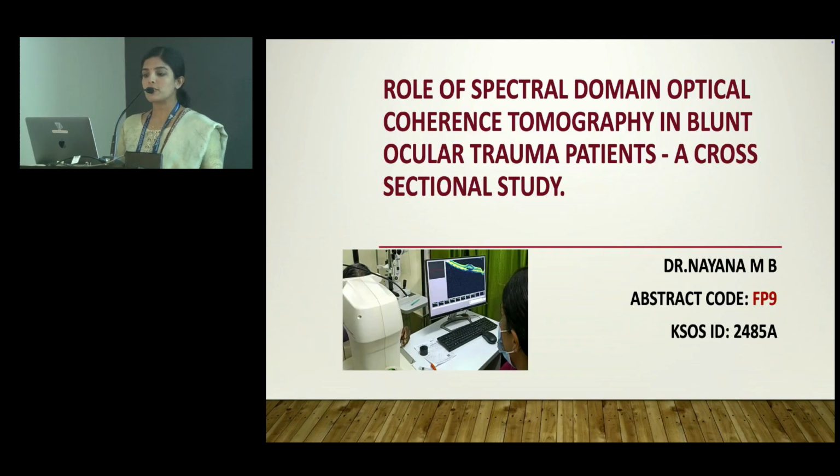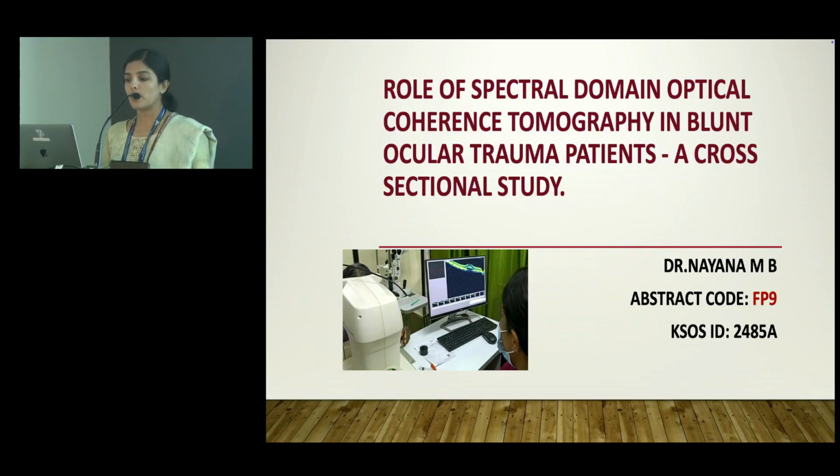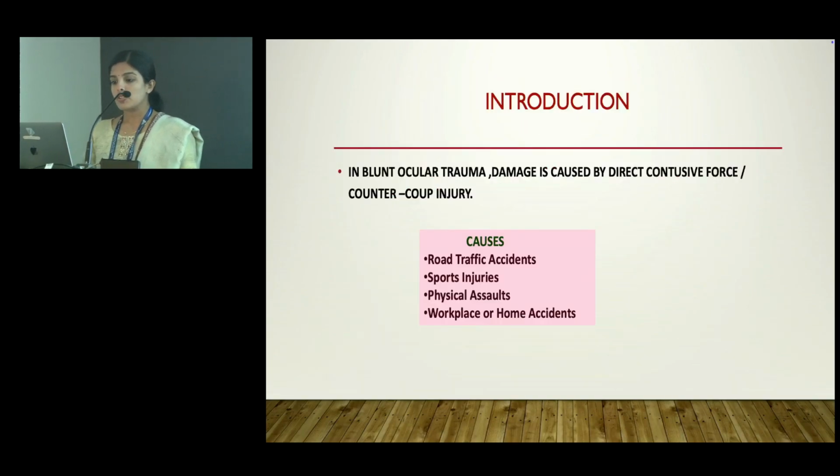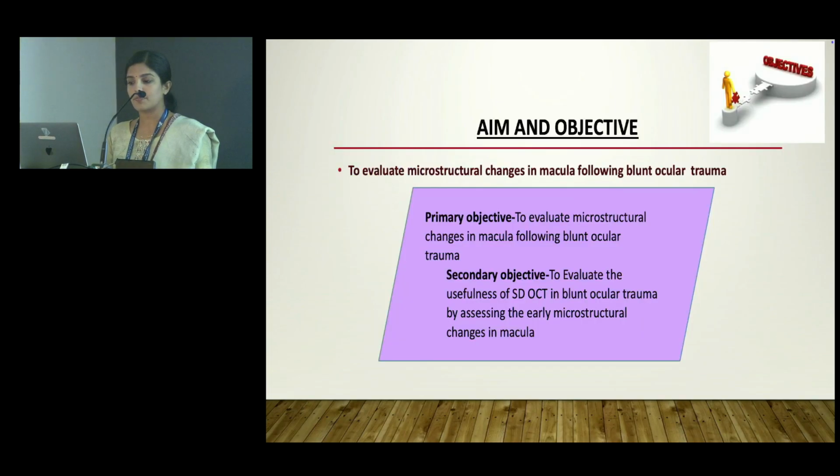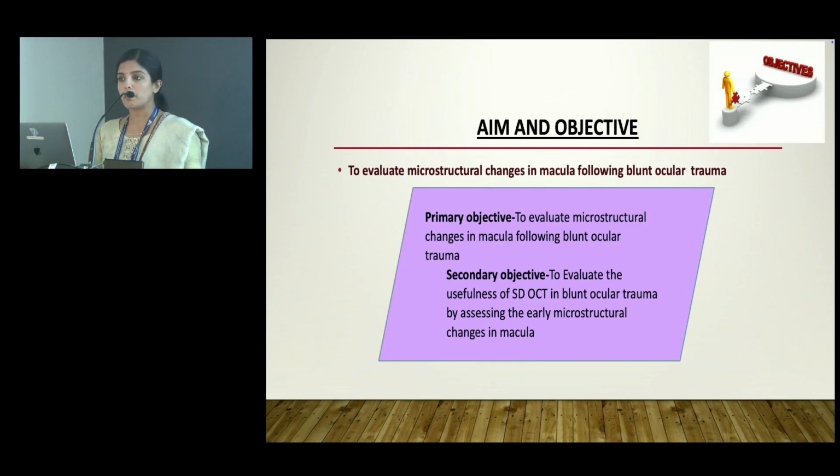Good afternoon. My topic is the role of spectral domain optical coherence tomography in blunt ocular trauma patients, a cross-sectional study. Introduction: in blunt ocular trauma, damage is caused by direct contusive force or contrecoup injury, and the main causes are road traffic accidents, sports injury, physical assaults, workplace or home accidents. Traumatic maculopathy due to closed globe contusion can manifest as commotio retinae, traumatic macular hole, indirect choroidal rupture, retinal damage or pigmentary changes. The aim is to evaluate microstructural changes in the macula following blunt ocular trauma.